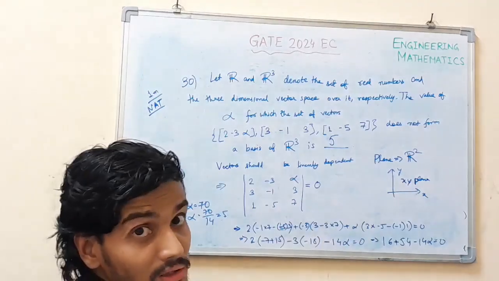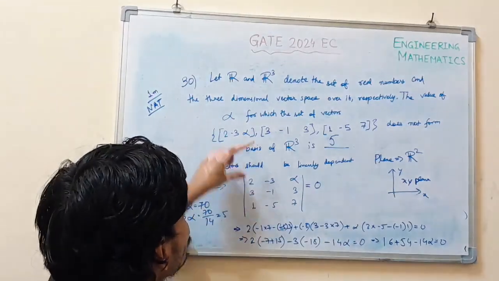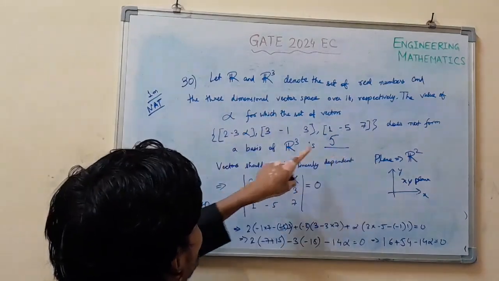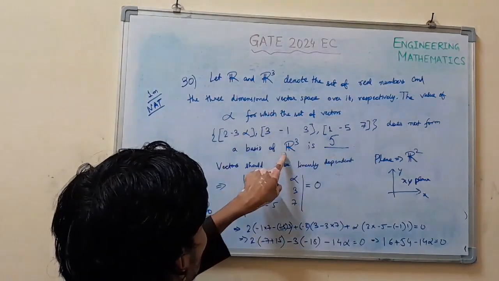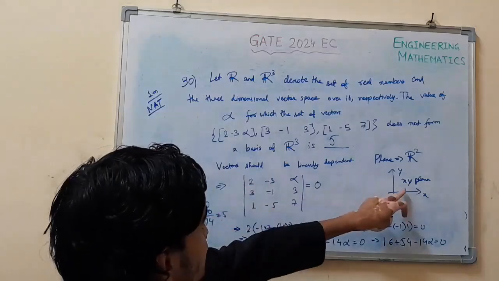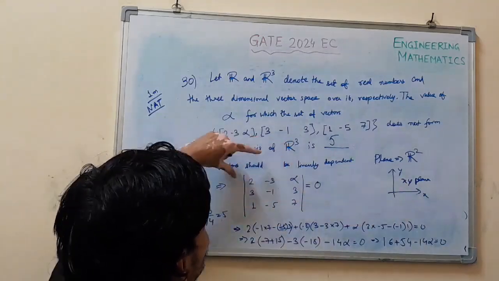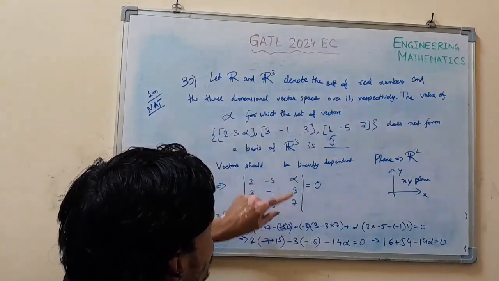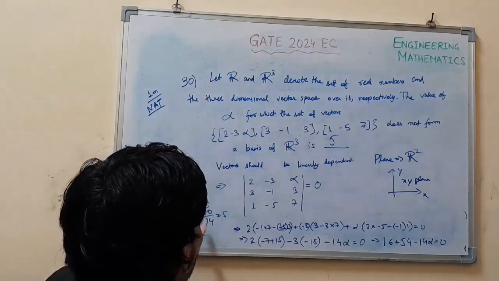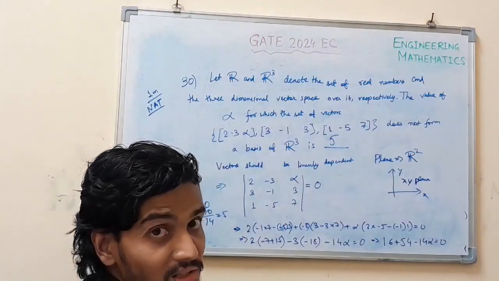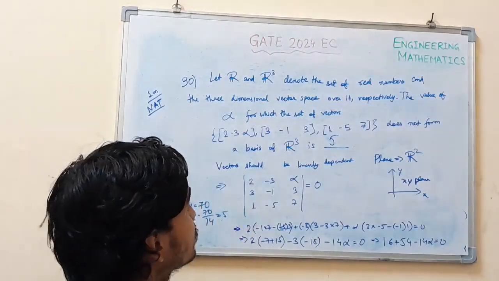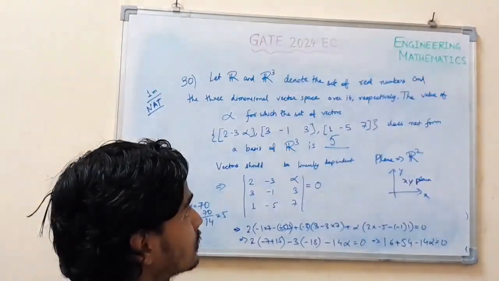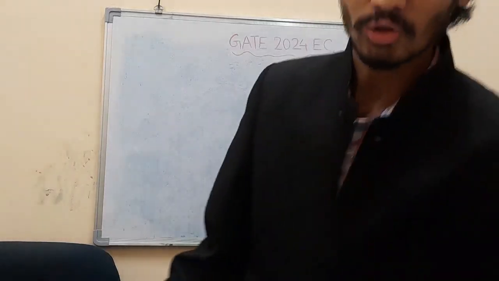We explained the steps. First, for these vectors not to form a basis of R cube, they should be linearly dependent. They should be lying in the same plane. For that to happen, the determinant containing these vectors should be equal to 0. Using that condition, I found the value of alpha to be 5, and that's the correct answer in numerical answer format for this question. I've explained this. Moving on to the next question.